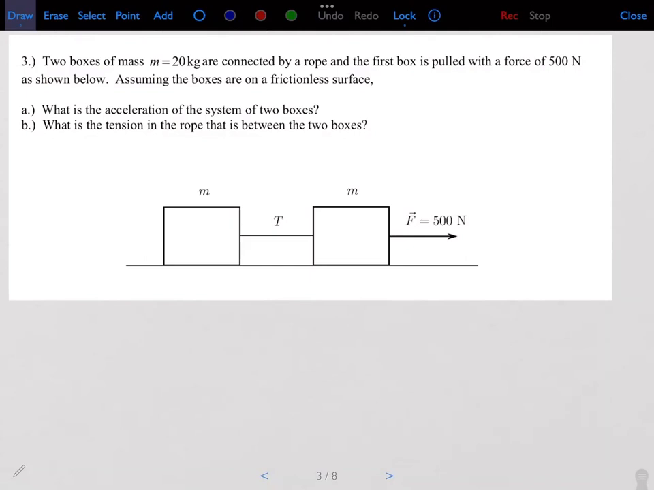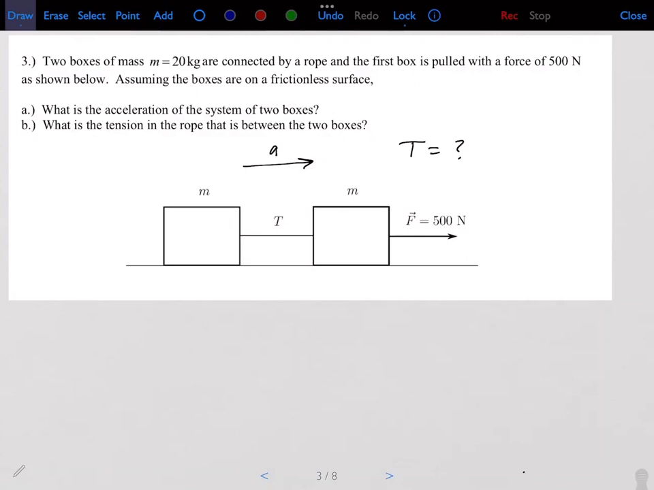All right, so there's no friction, that's good. What is the acceleration of the system of the 2 boxes? And what is the tension in the rope between the 2 boxes? Okay, so this whole thing is going to be accelerating, the whole system. So we want to find that. And we want to figure out what that T is, what that tension is.